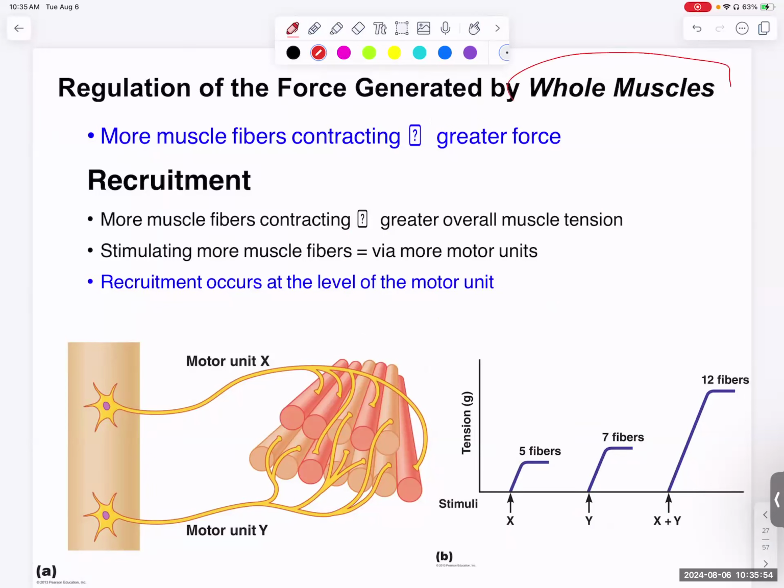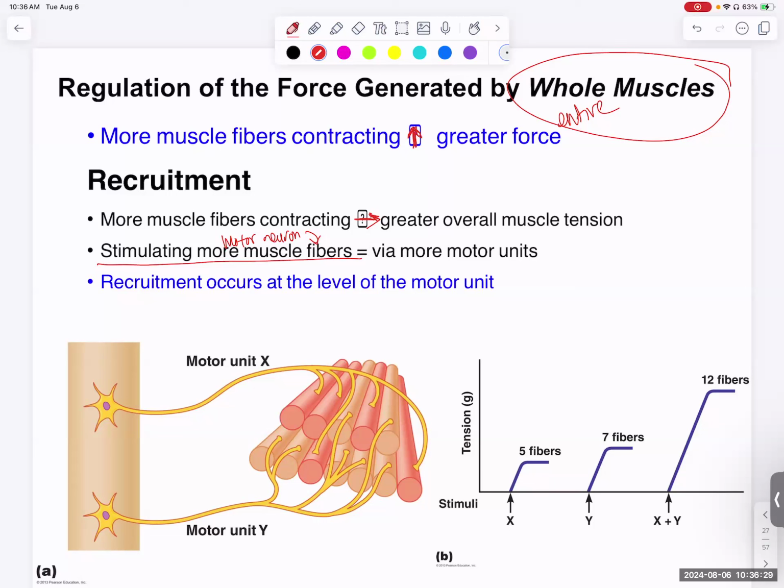Now we're talking about an entire muscle. And entire muscles have motor units. And so by recruiting motor units, you can vary the amount of force, right? So that's called recruitment. More muscle fibers contracting is going to increase the overall muscle tension. How do you do that? You stimulate more motor neurons, which then stimulate more muscle fibers.